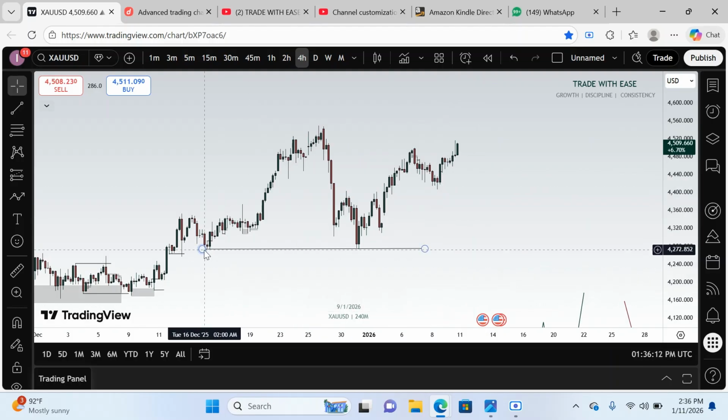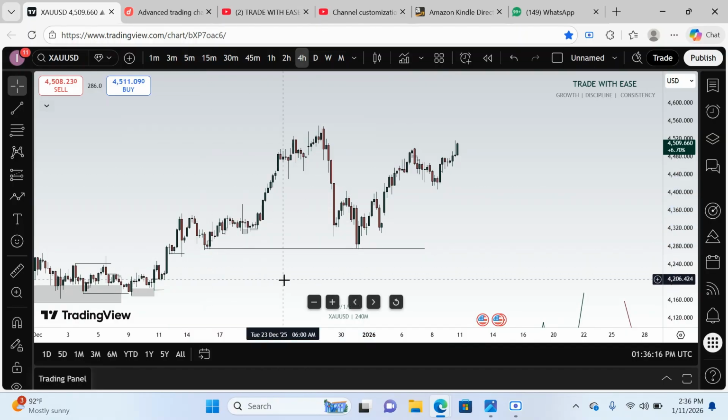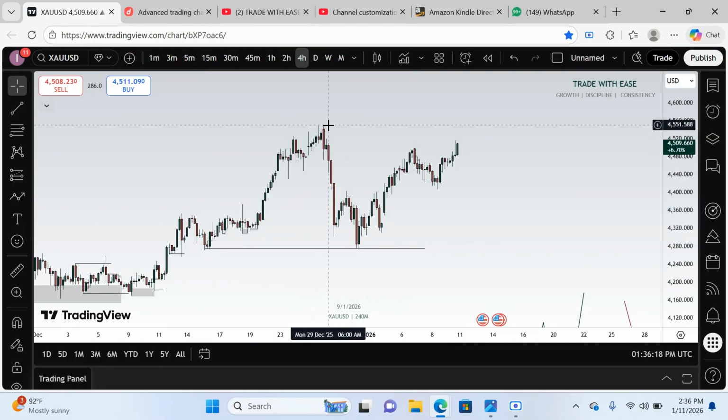So now, because we now have this low and this high here, we know that according to our trend rule, the rule of an uptrend is that a low that has caused a break of structure cannot be taken out. We cannot take that low out.